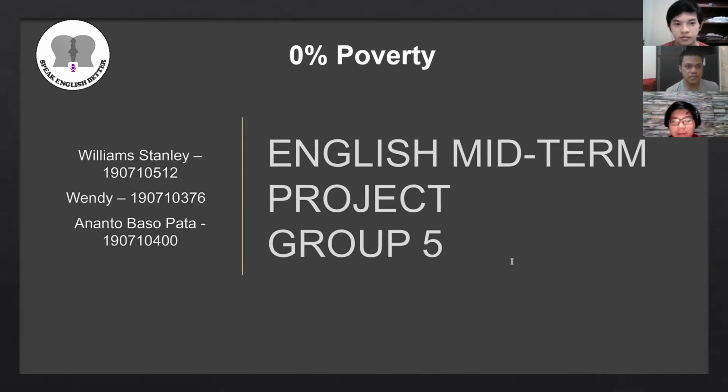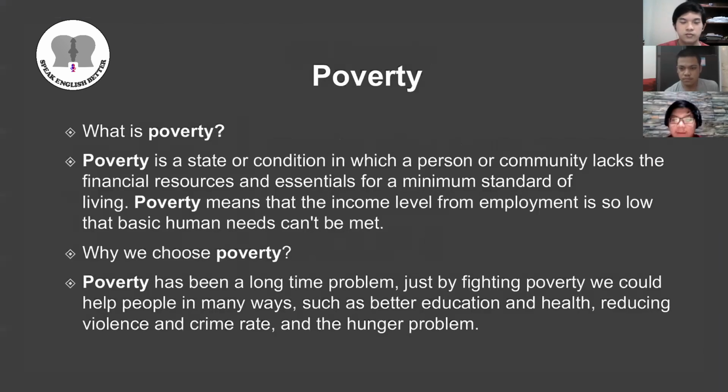Our game name is 0% Poverty, and I will start with explaining poverty. What is poverty? Poverty is a state or condition in which a person or community lacks the financial resources and essentials for a minimum standard of living. Poverty means that the income level from employment is so low that basic human needs can't be met. Why did we choose poverty?